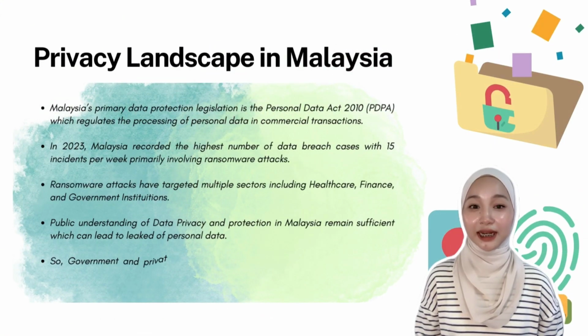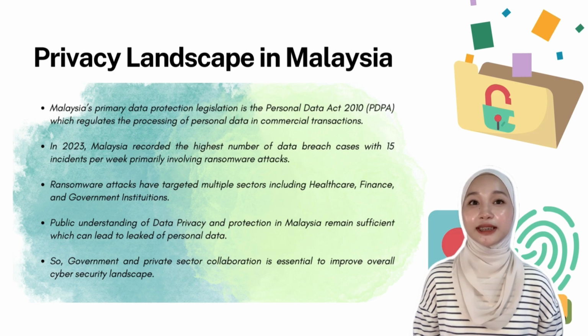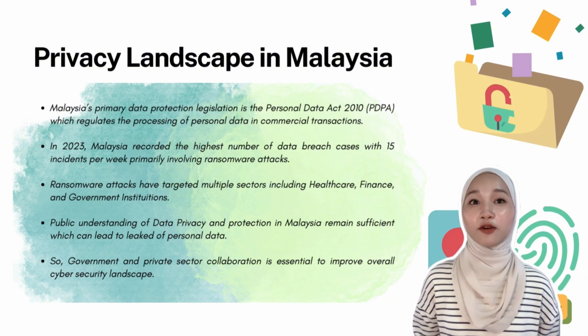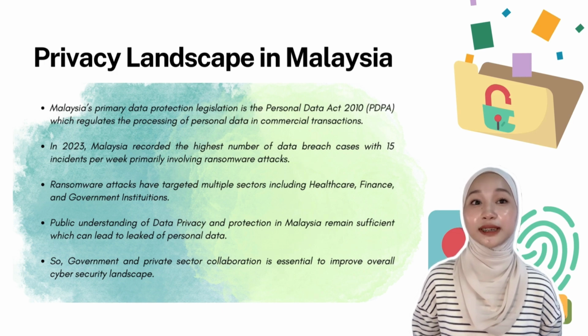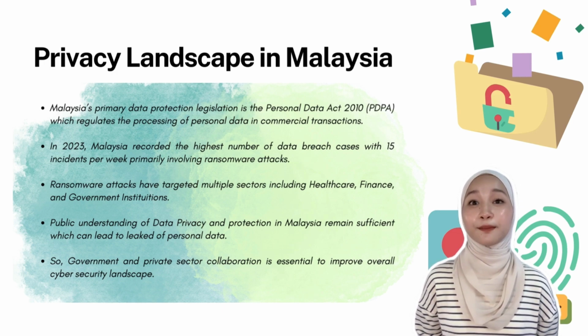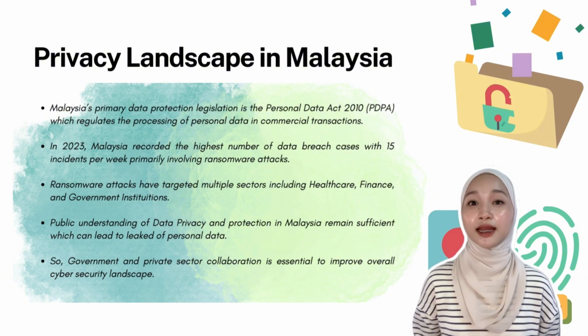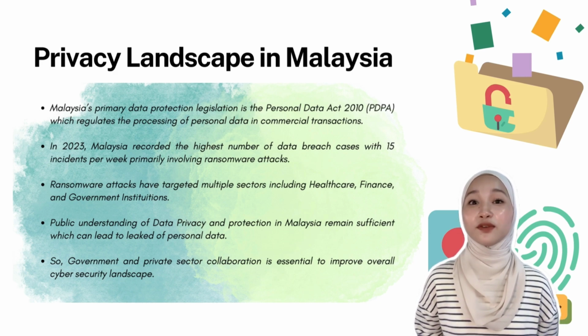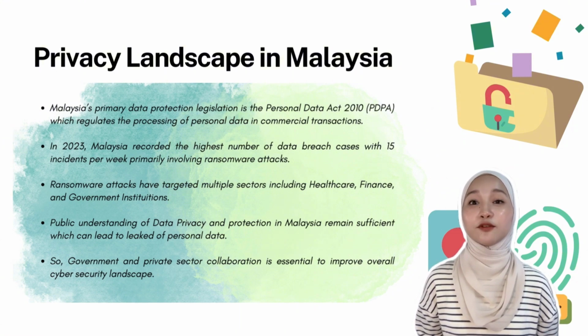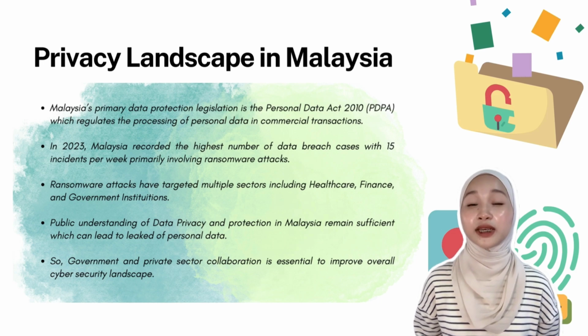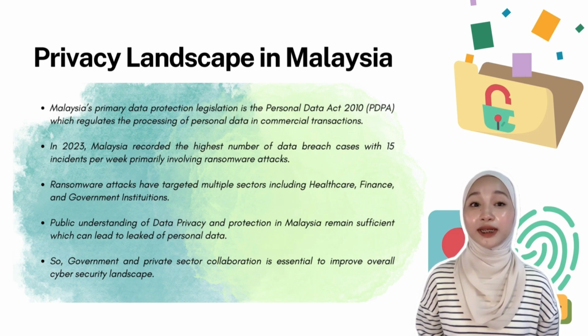So next is the privacy landscape in Malaysia. Malaysia's primary data protection legislation is the Personal Data Protection Act 2010, PDPA, which regulates the processing of personal data in commercial transactions. In 2023, Malaysia recorded the highest number of data breach cases, with 50 incidents per week, primarily involving ransomware attacks. Ransomware attacks have targeted multiple sectors, including healthcare, finance, and government institutions. Public understanding of data privacy and protection in Malaysia remains insufficient, which can lead to leaks of personal data. So, government and private sector collaboration is essential to improve the overall cyber security landscape.